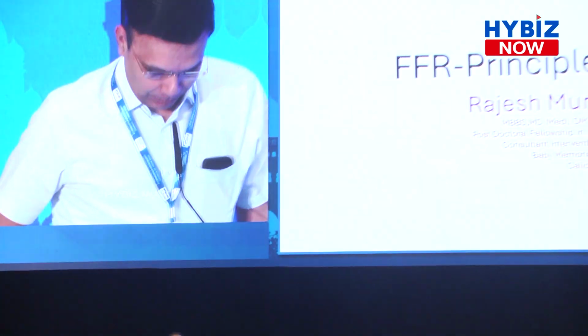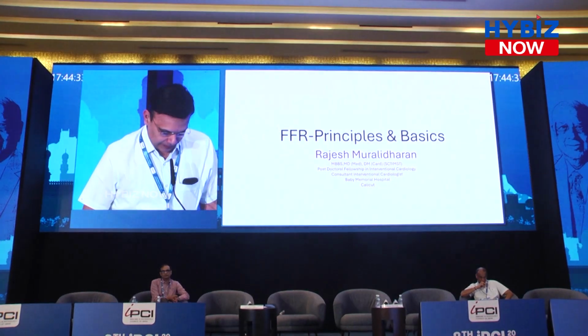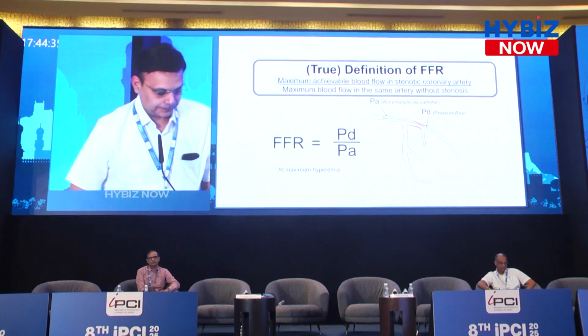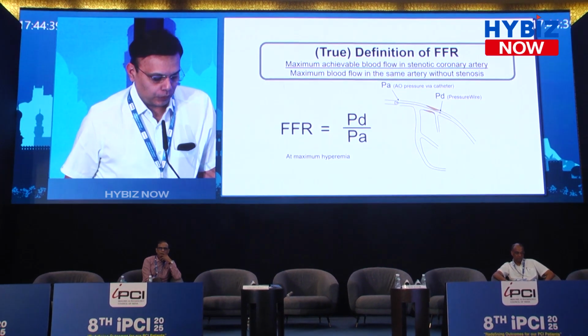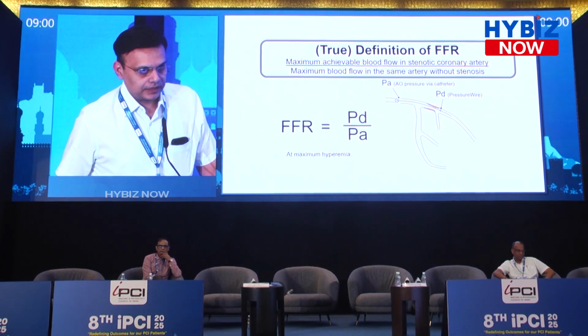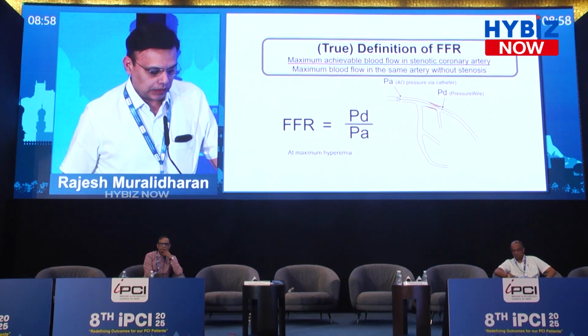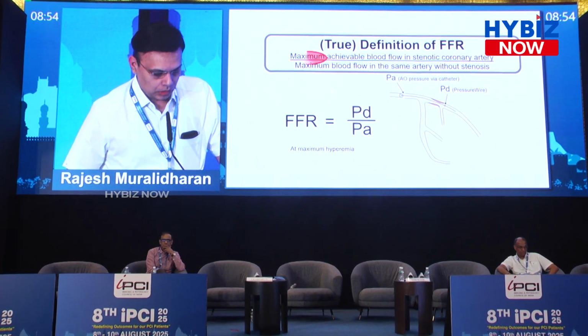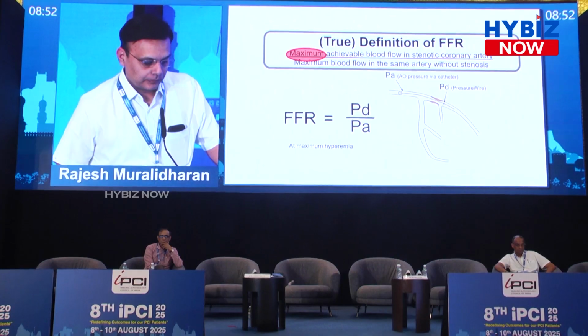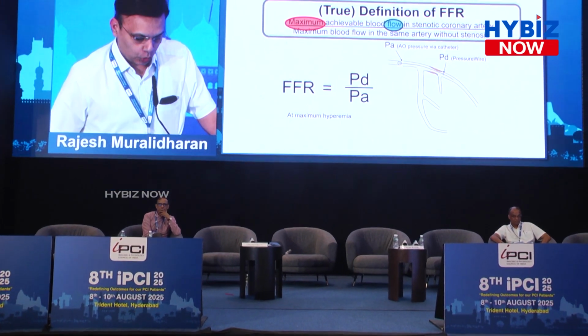So I'll be discussing the basic principles of fractional flow reserve measurement. FFR is defined as the maximum achievable blood flow in the stenotic coronary artery divided by the maximum blood flow in the same artery without stenosis. There are two words that are important here. One is the word maximum and the second is the word flow.